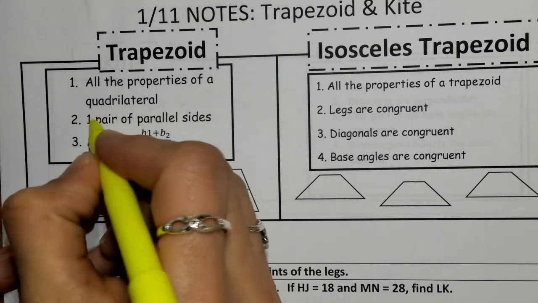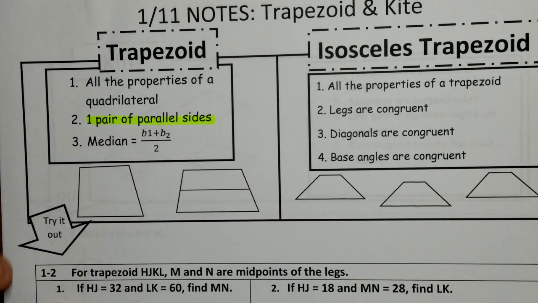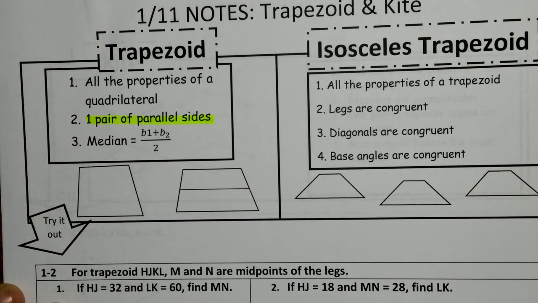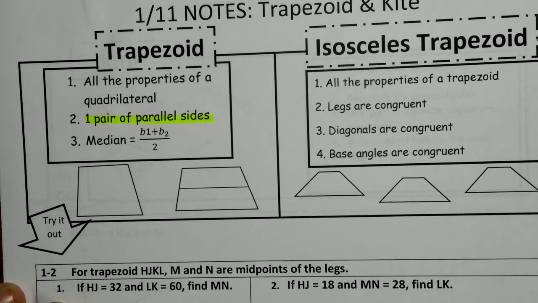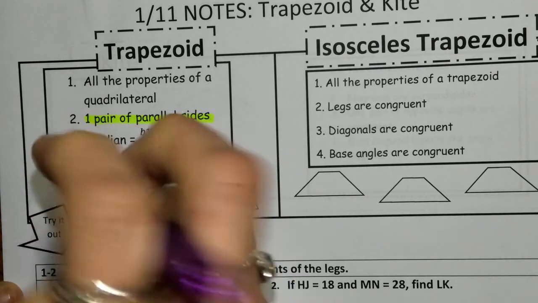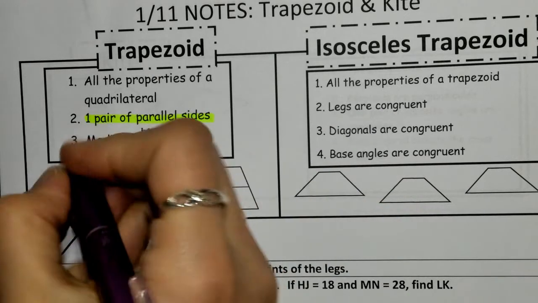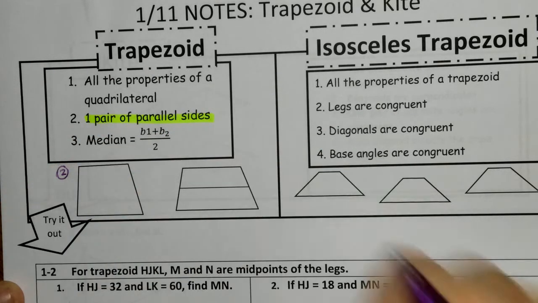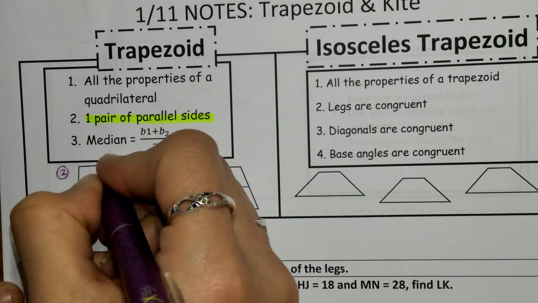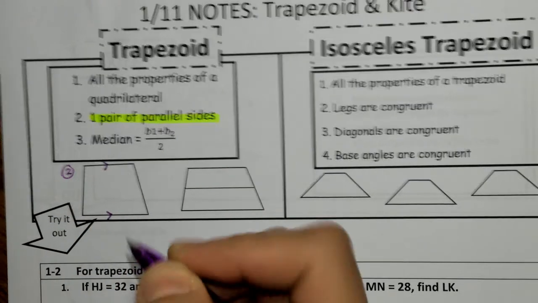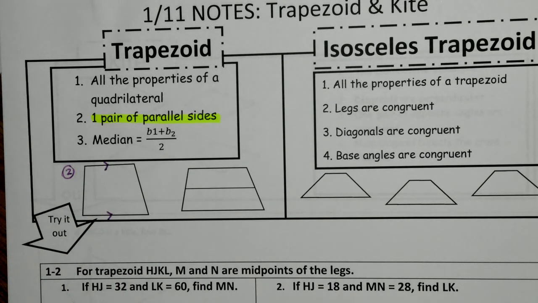Here we have one pair of parallel sides. Okay, so with your trapezoid, we will have one pair of parallel sides. This is actually technically property number 2, isn't it? Property number 2 up here. We're going to have one pair of parallel sides now. That's why we're not a parallelogram. Parallelogram had 2. Now we only have 1.